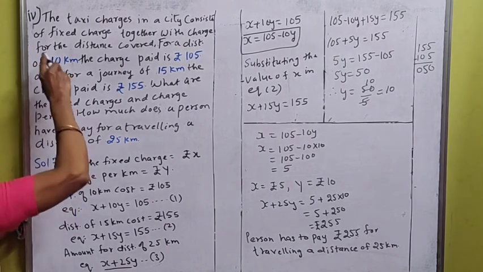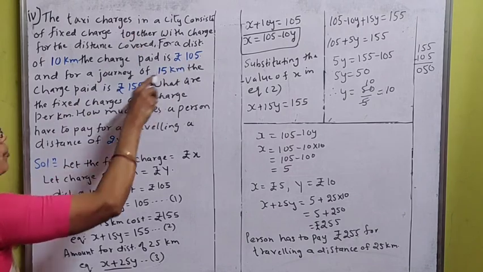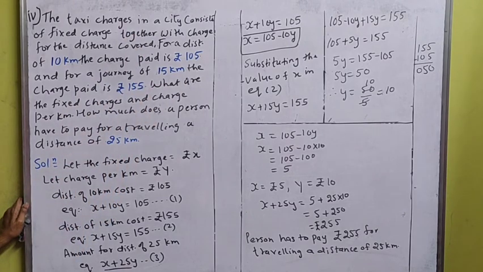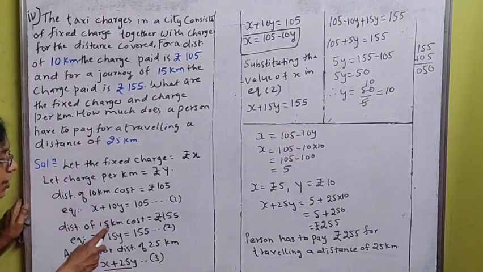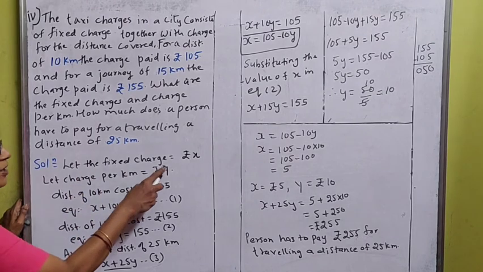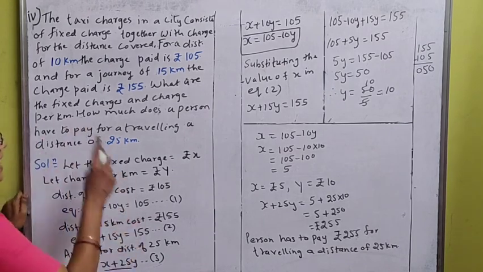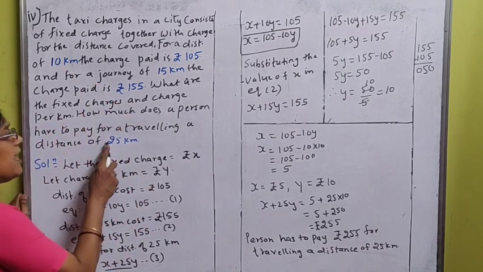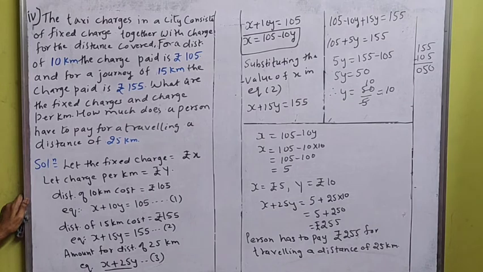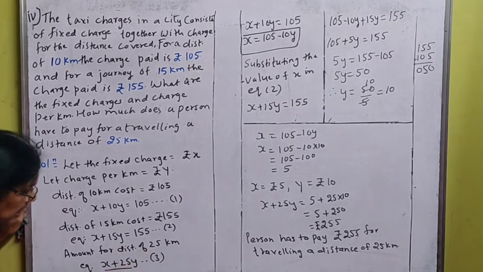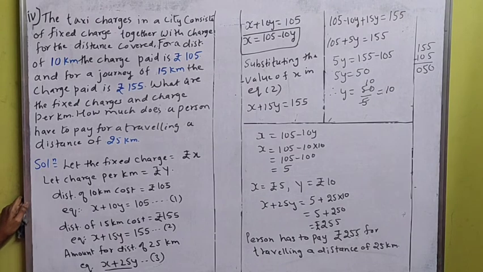If you travel in the same taxi for 15 kilometers, you have to pay rupees 155. Here also it is the same thing. The fixed charge is x, and for 15 kilometers the charge per kilometer becomes 15y. So x plus 15y is equal to 155. Last, he asks: if the person travels 25 kilometers, what is the total amount to be given? The amount for a distance of 25 kilometers will be x plus 25y. If we find the value of x and the value of y, we will get the amount for a distance of 25 kilometers.